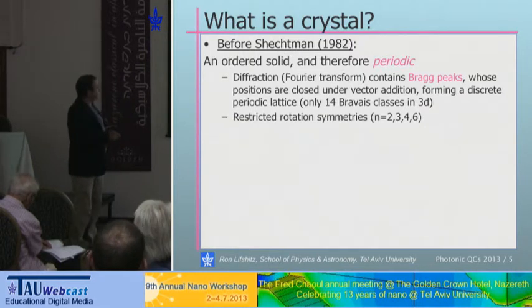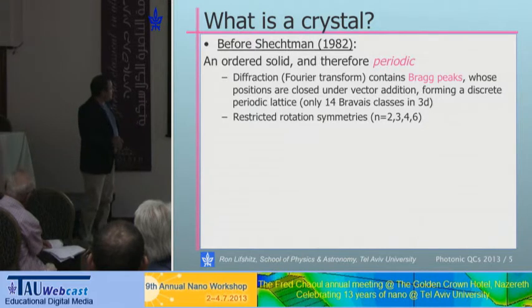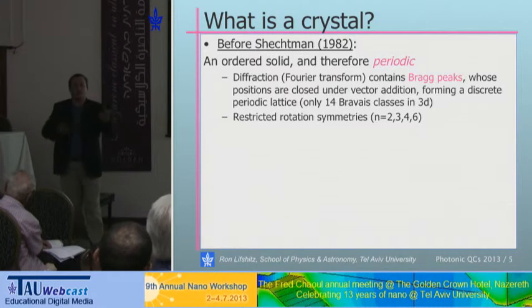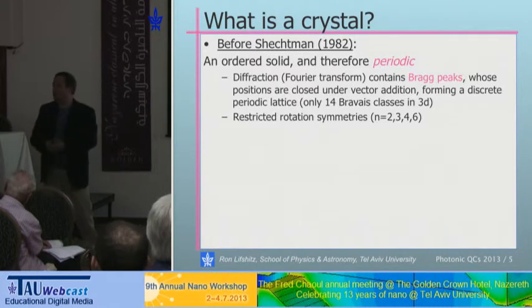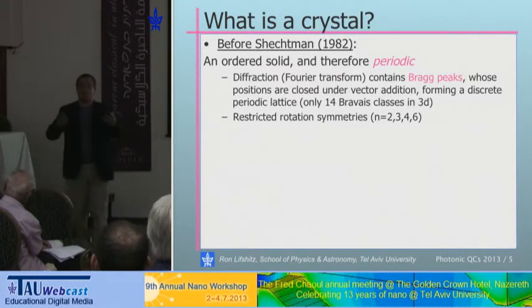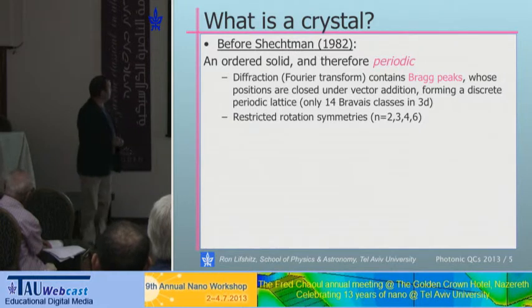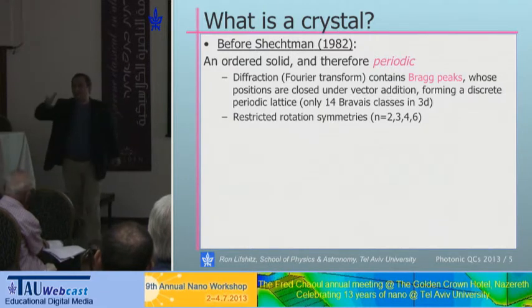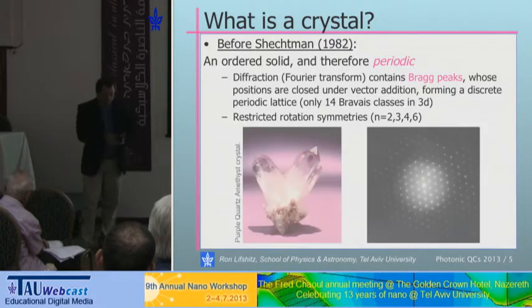And if the crystal is indeed periodic, as we thought until 82, they form a discrete array of these peaks, and in 3 dimensions, there are essentially only 14 types of arrangements that you can find for these peaks, for the lattices, these arrays that the peaks form. Furthermore, if you look at these 14 different arrangements, you find that the rotational symmetries that they can possess are quite limited. There can be either 2, 3, 4, and 6-fold rotational symmetries.